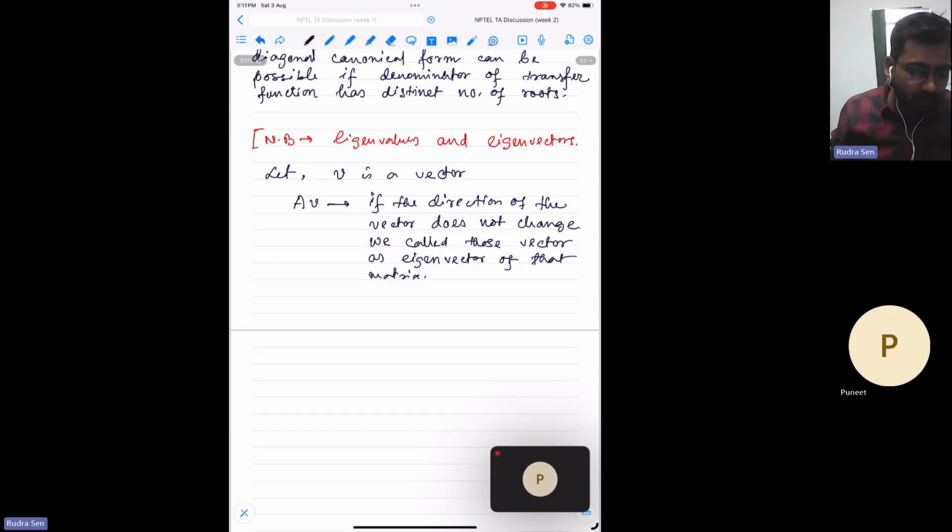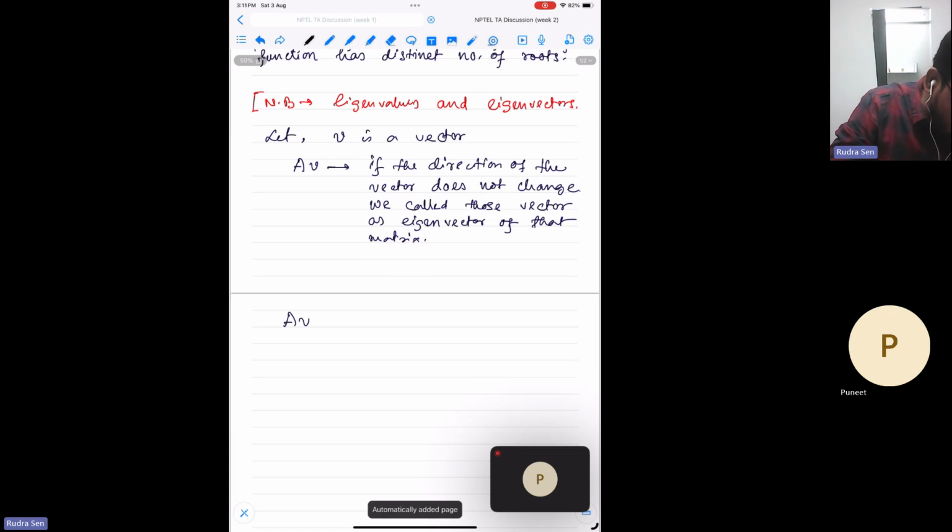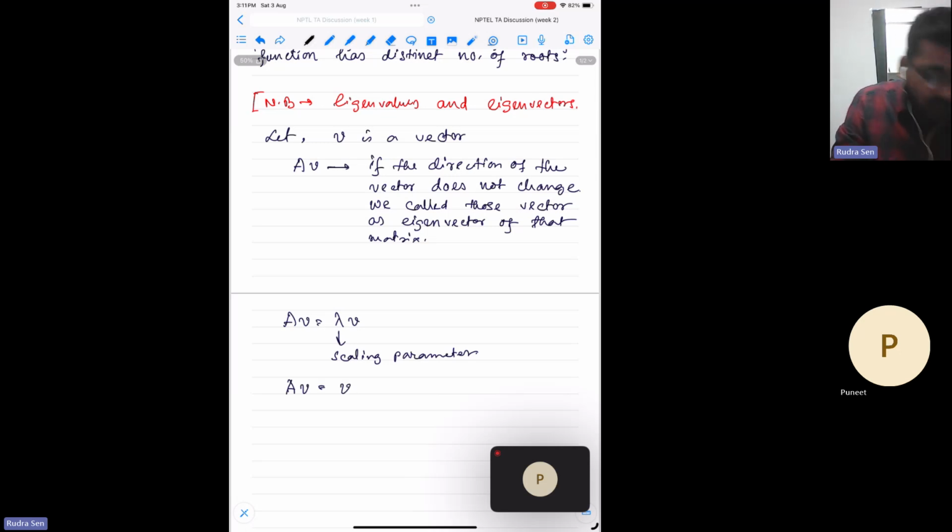So there are different names. Basically, AV equals lambda V, where lambda is the scaling parameter. If lambda is equal to 1, then multiplying A into V gives V, which means the direction of the vector is not changing. It is basically the same vector, or it is 2V or minus 2V, whatever it is. This special type of vector we call an eigenvector, and the scaling parameter we call the eigenvalue.